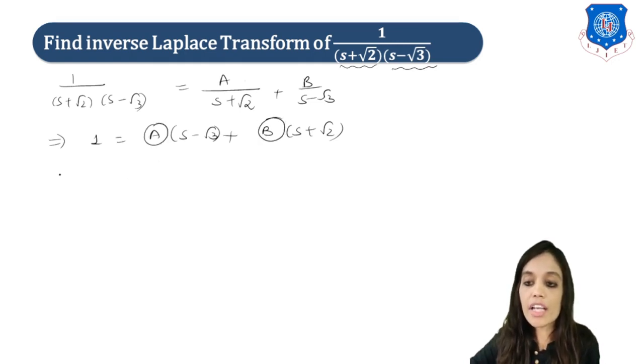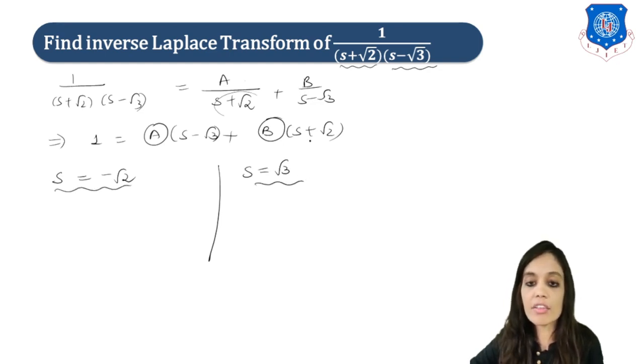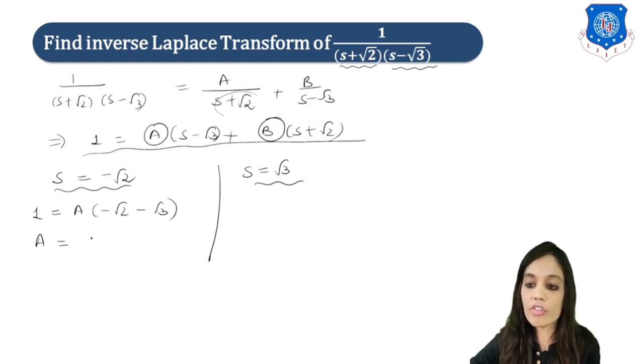So what values will we take for s? Firstly, from this we can take s as minus root 2. Consider this as 0, so s will be minus root 2. And from this we will get s as root 3. So now let us put these two values of s in this equation, right? So let us start putting. If you put minus root 2, this will remain 1 equals A into minus root 2 minus root 3. Suppose if you put it over here, it will go to 0. So finally our value of A is minus 1 upon root 2 plus root 3. So this is our value of A.